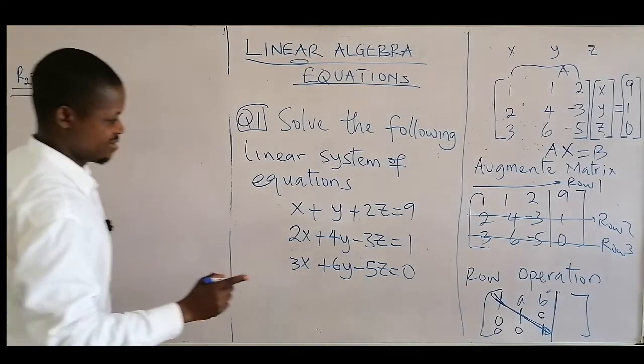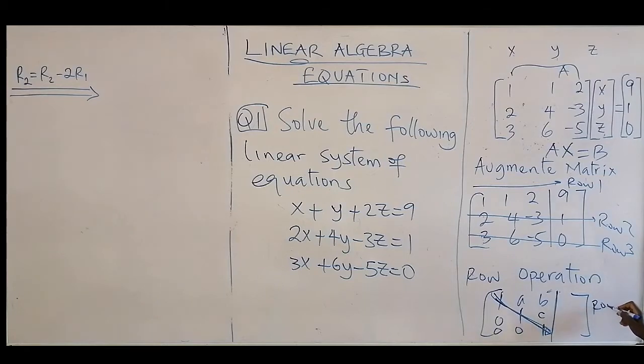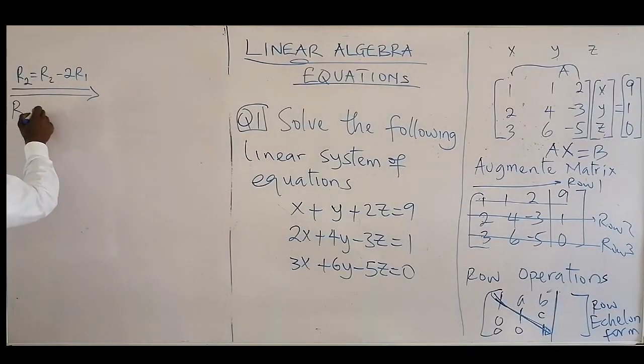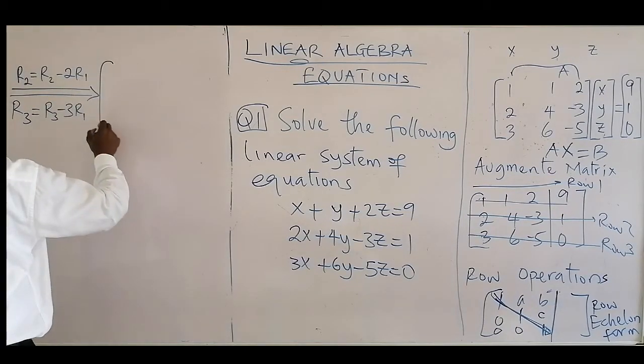Don't forget our row echelon form. This is our target, which we call the row echelon form. That's what we want to get. That will be the end point of the row operations. If I multiply this one by 2, then 2 minus 2, I can have my 0 here. Also at the same time, since this one is my reference point, row 3 will be equal to row 3 minus 3 times row 1.